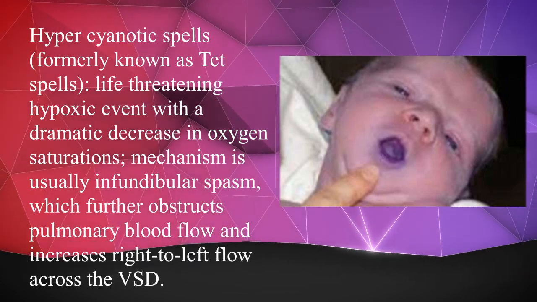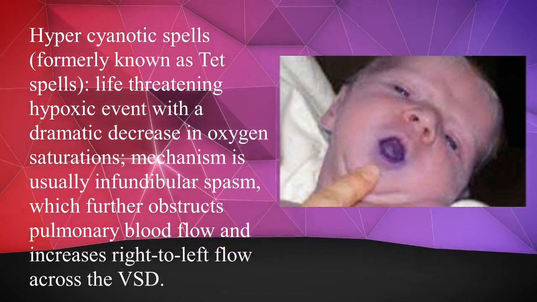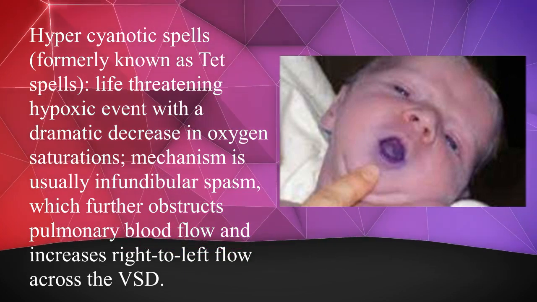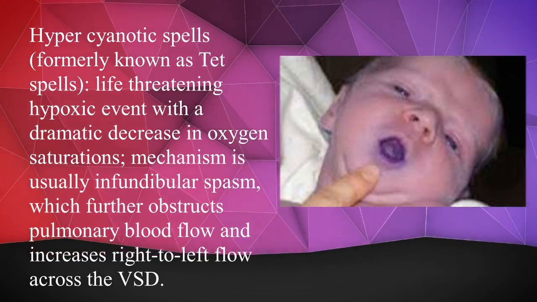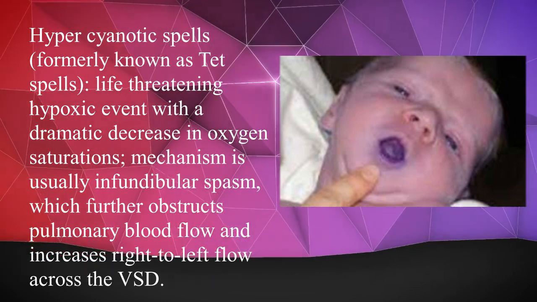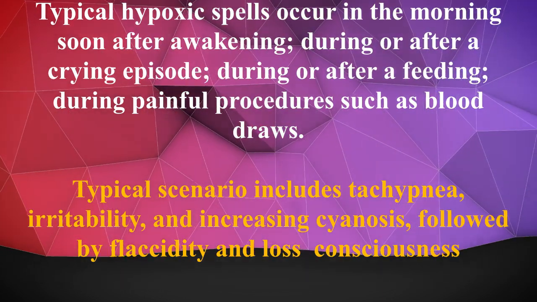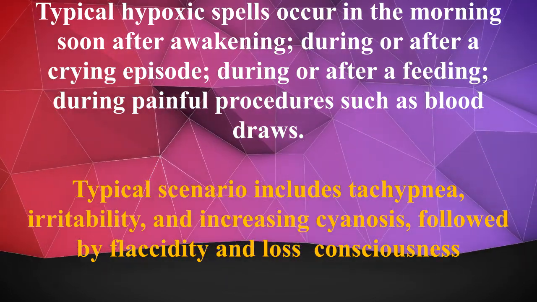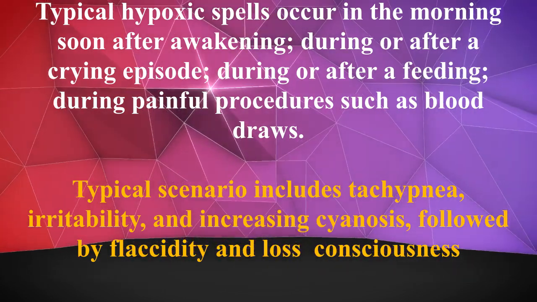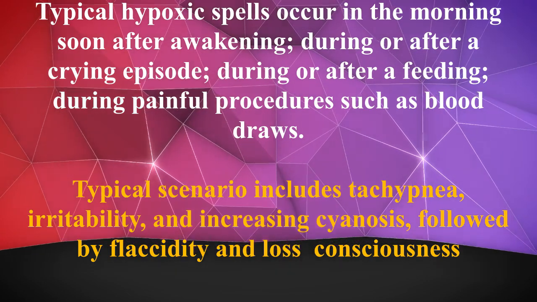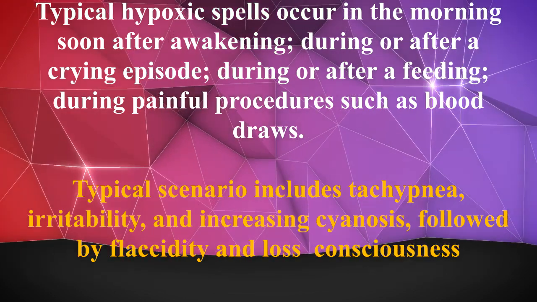Hypercyanotic spells, formerly known as TET spells, are life-threatening hypoxic events with a dramatic decrease in oxygen saturations. The mechanism is usually infundibular spasm, which further obstructs pulmonary blood flow and increases right-to-left flow across the ventricular septal defect. Typical hypoxic spells occur in the morning soon after awakening, during or after a crying episode, during or after a feeding, or during painful procedures such as blood draws. The typical scenario includes tachypnea, irritability, and increasing cyanosis, followed by flaccidity and loss of consciousness.